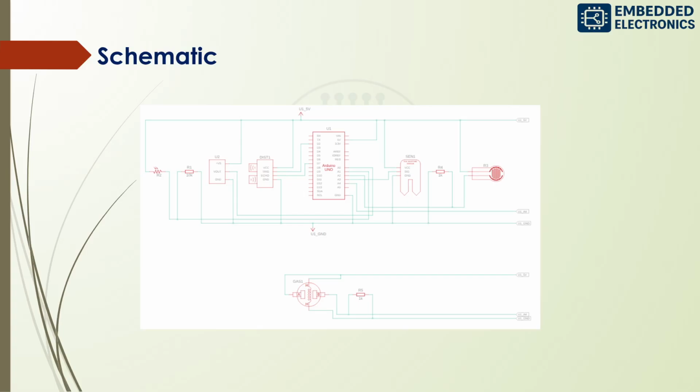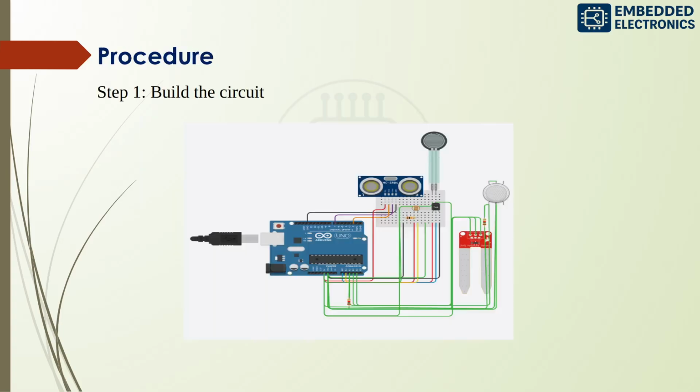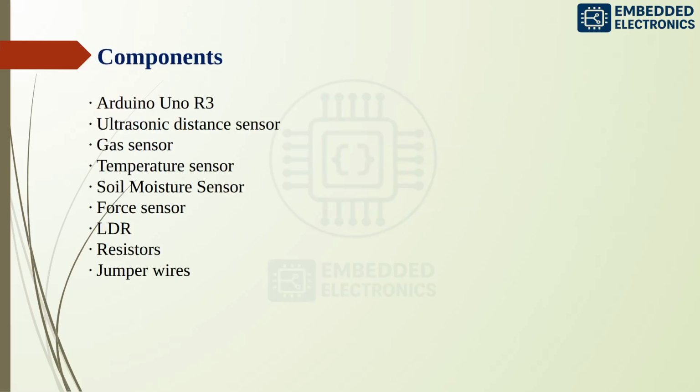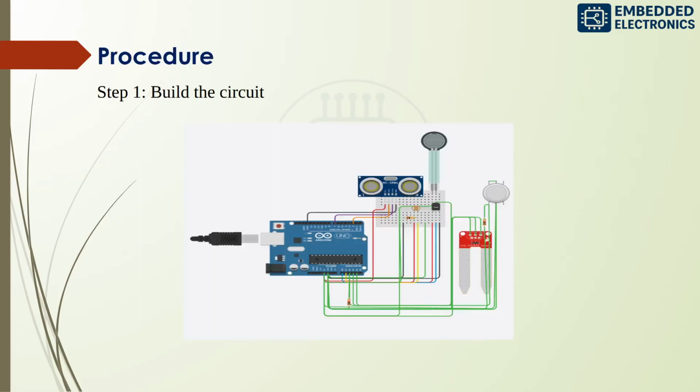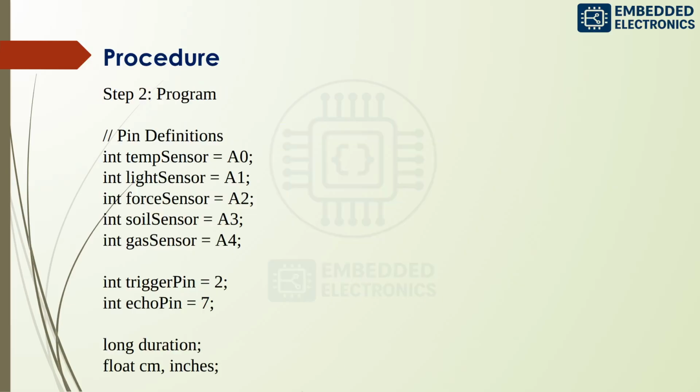So this is the schematic diagram, and this is the circuit diagram. Here you can see the ultrasonic sensor, force sensor, gas sensor, soil moisture sensor. Then this is the LDR and this is the temperature sensor. All are connected to the Arduino Uno microcontroller, and this is the program.